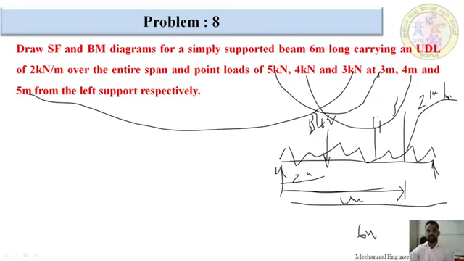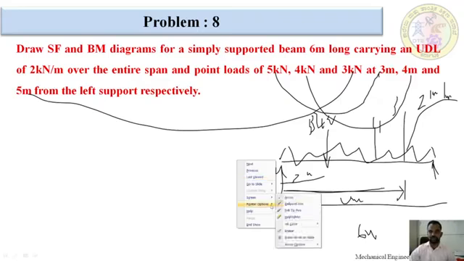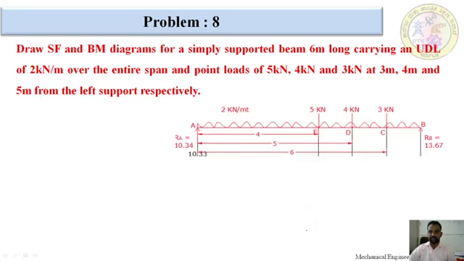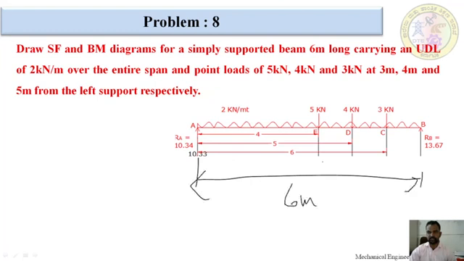Okay, up to here is your rough figure. The main diagram looks like this. The UDL is given over the full length, and at a distance of 4 meter, 5 kilonewton. This is 3 meter, sorry. This whole is 6 meter. This distance is 3 meter. This distance is 4 meter. This distance is 5 meter. Just for your purpose I am telling.